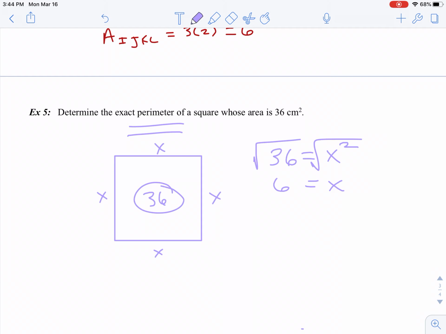But it didn't ask me for the length of the side. It asked me for the perimeter. And I know I have 4 sides. So I need to add up 6 four times to get that total perimeter of 24 centimeters. All right, this has been a review of area of rectangles and squares and some perimeter and how we can apply our previous knowledge to that.